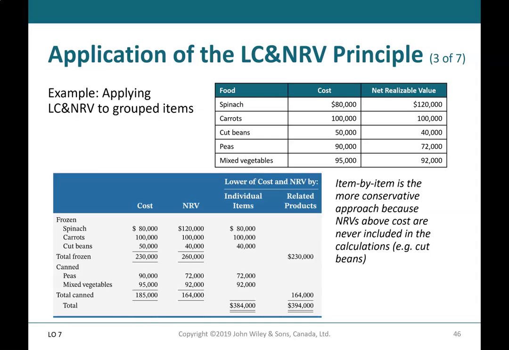Item by item is the more conservative approach because NRVs above cost are never included in the calculations. Example, cut beans.